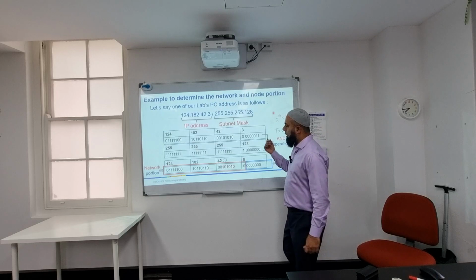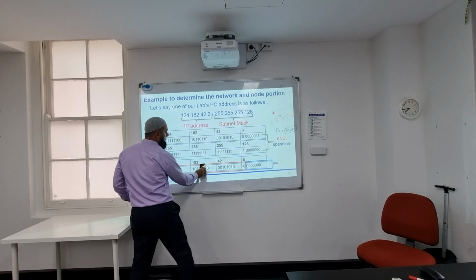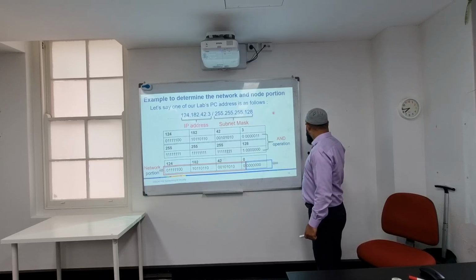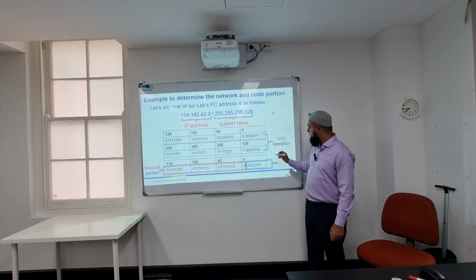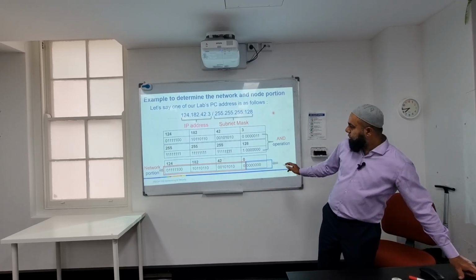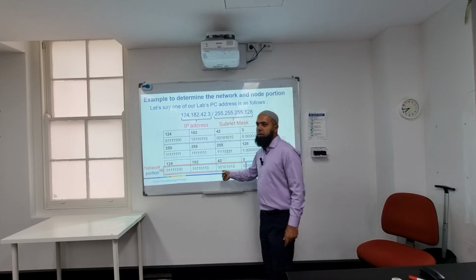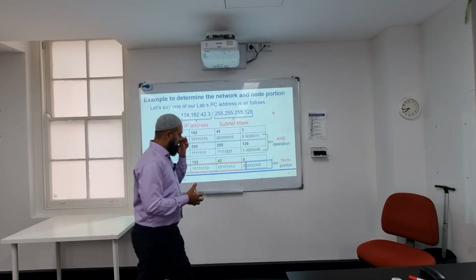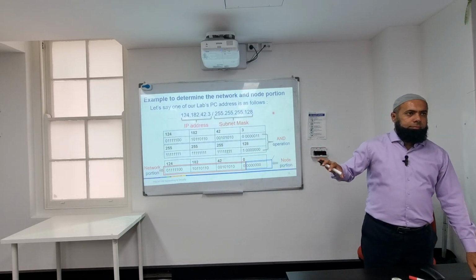And this portion, going back to the original example which we are looking at, we can see this is our network portion, this is node portion, this is node portion, and this is our network portion. So in that way we can see that thing. Okay, is it clear about network portion and node portion now? Any questions?